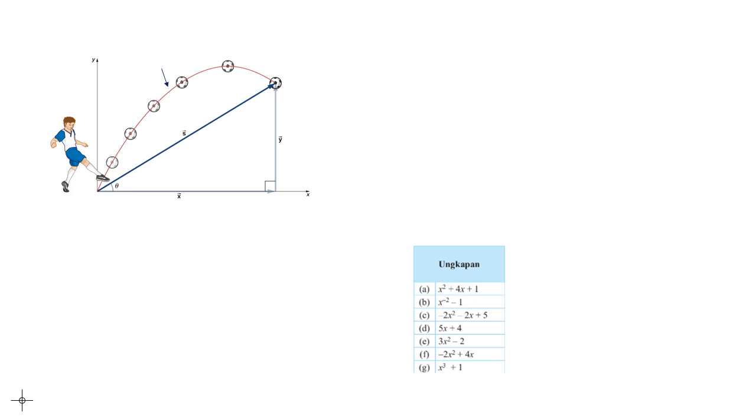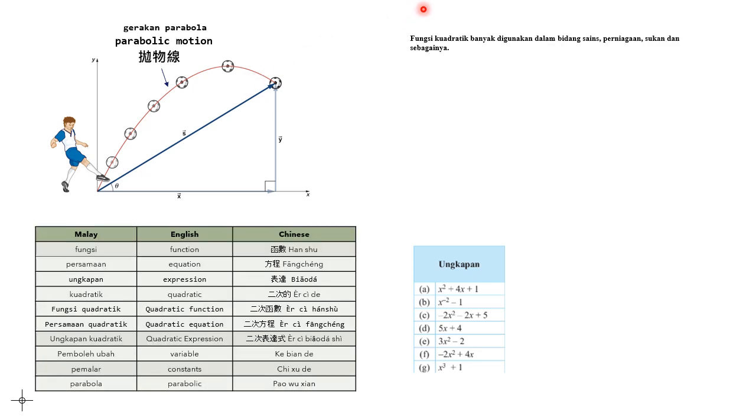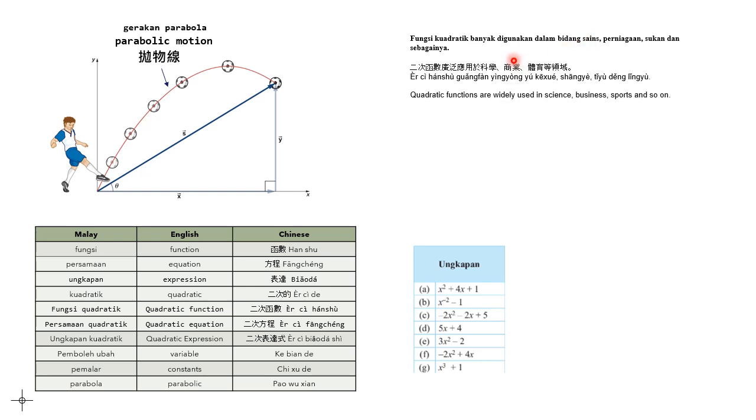So here, this is an example of a parabolic motion. Okay, so it is related to the quadratic equation. So the importance of quadratic equation is listed here. Now, so fungsi kuadratik banyak digunakan dalam bidang sains, perniagaan, sukan dan sebagainya. So in English, quadratic functions are widely used in science, business, sports, and so on.